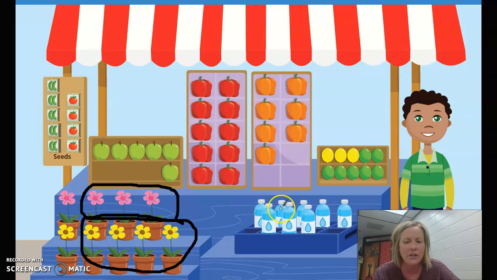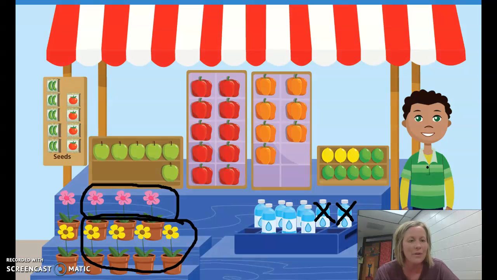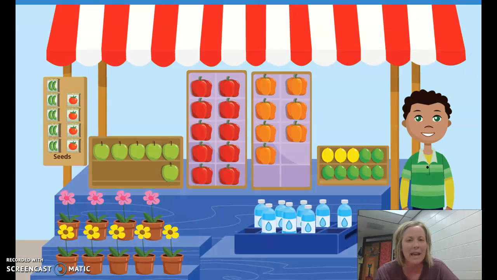1, 2, 3, 4, 5, 6, 7, 8. 8 water bottles. Fred's pretty thirsty, so he's going to buy 2 of those water bottles. Can you cross out the water bottles that Fred buys? How many water bottles are left? You're right, there are 6 water bottles left. Nice job, boys and girls. Let's get ready and turn to our next page.